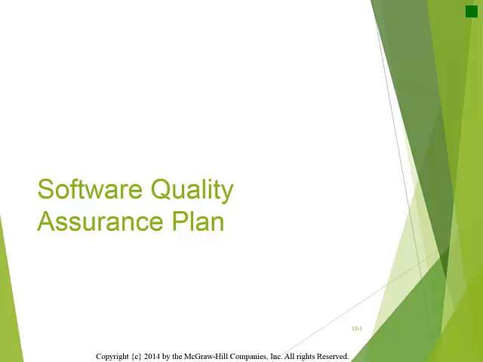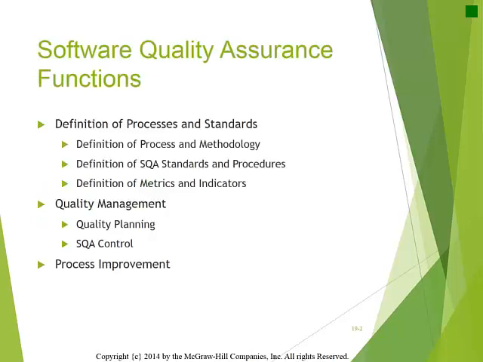This lecture is about preparing a software quality assurance plan. Software quality assurance functions aim to ensure that software systems meet the requirements, specifications, and quality standards. The definition of processes and standards develops and defines a software quality assurance framework that the development organization will use for framing its software quality assurance.